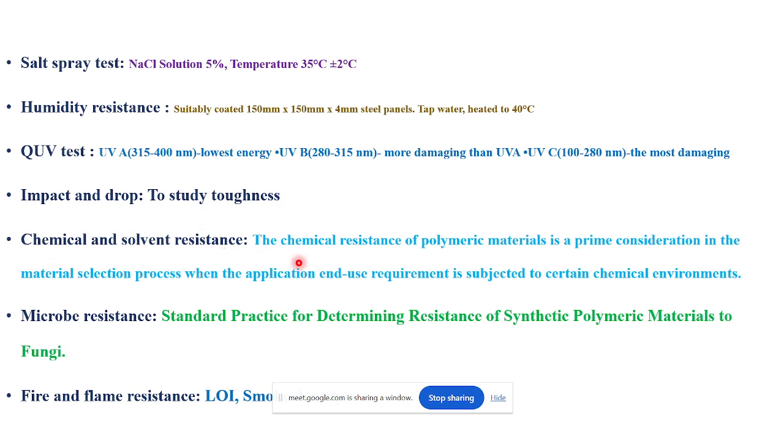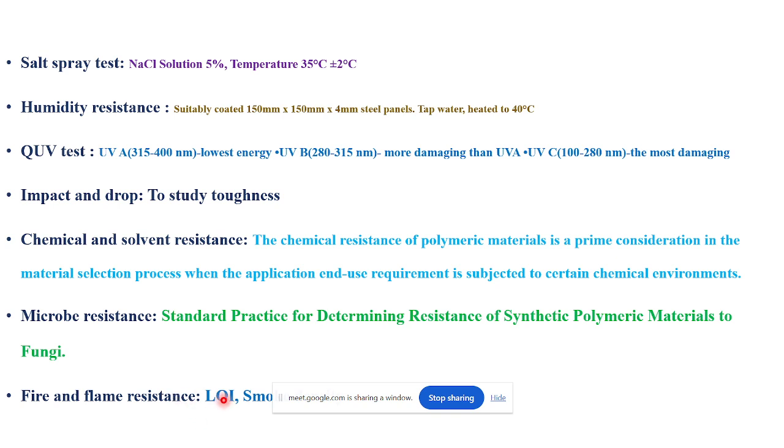The chemical and solvent resistance, because sometimes the material may carry some chemicals that are very corrosive. In that case, you need to do this type of test. Microbe resistance, that is standard practice for determining resistance of synthetic polymeric material to different fungi.